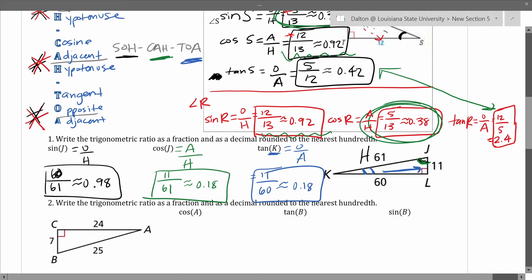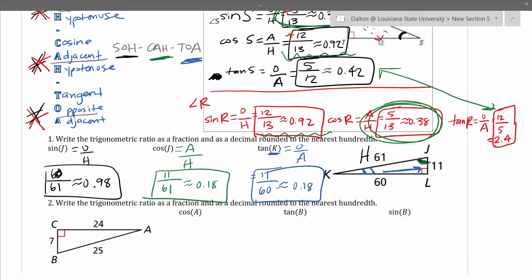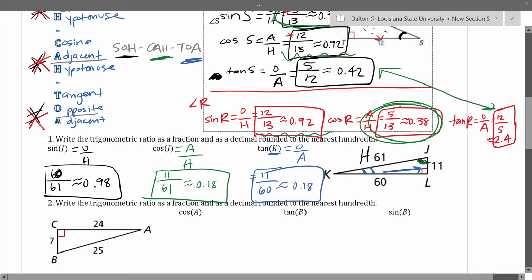Okay, let's try this one. Number 2, write the trigonometric ratio as a fraction and as a decimal rounded to the nearest hundredth. So same directions, different triangle. Let's do the cosine of angle A. We're at angle A, so imagine you're standing there.